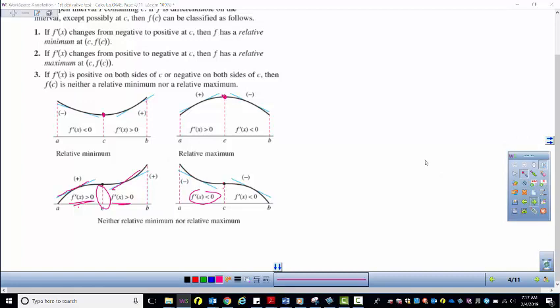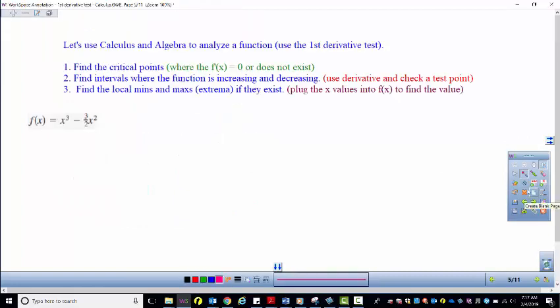So what we need to do now is to try this with a function. What you're going to do today, kind of 3 steps. You're going to find the critical point where the derivative equals 0 or does not exist. You're going to find the intervals where it's increasing or decreasing, and then you're going to find the local min and max and plug them in to find the y value of those.